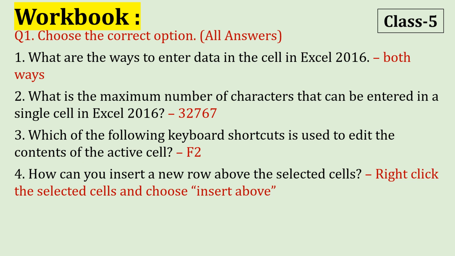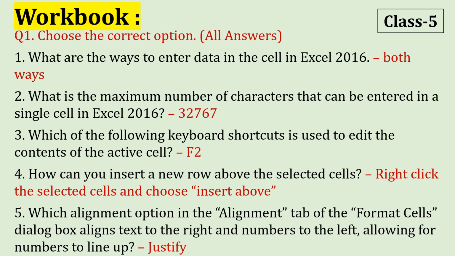Fourth, how can you insert a new row above the selected cells? Answer, right-click the selected cells and choose Insert Above. Fifth, which alignment option in the Alignment tab of the Format Cells dialog box aligns text to the right and numbers to the left, allowing for numbers to line up? Answer is Justify.